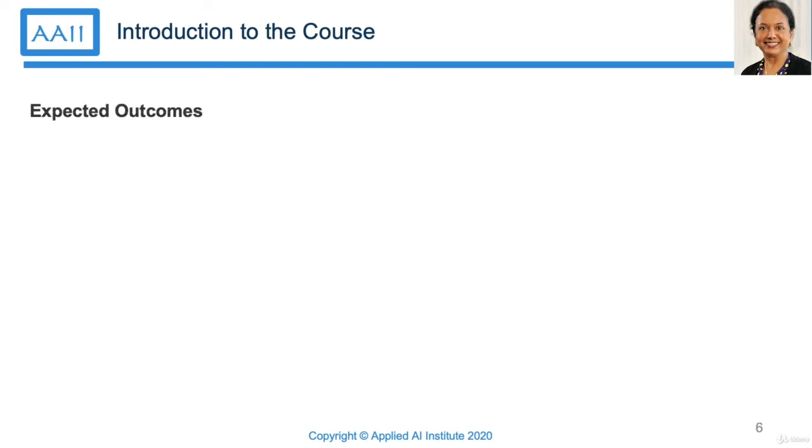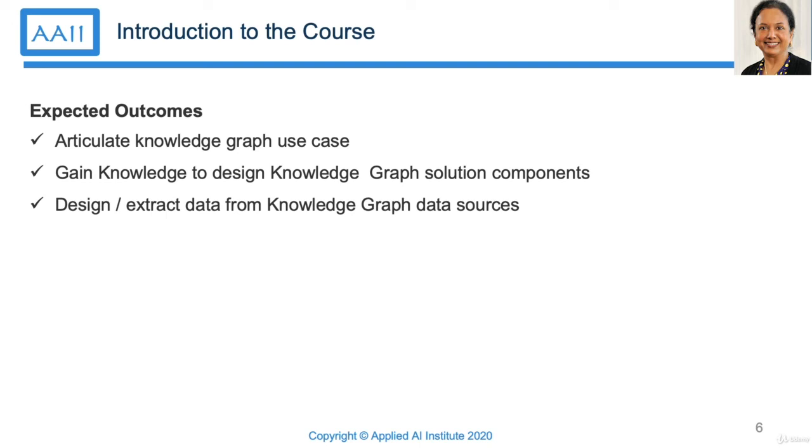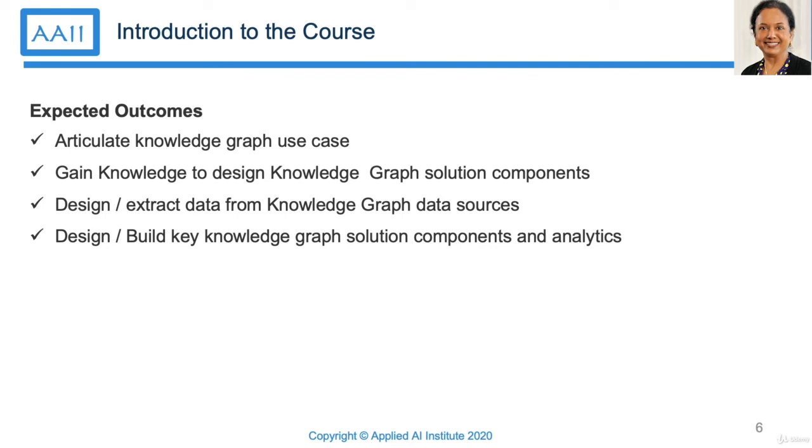Expected outcomes. What will you get out of this course? You will be able to understand and document the use case for knowledge graph solution. You will be able to design a knowledge graph solution. You will be able to design, extract data from knowledge graph data sources. You will be able to design, build key knowledge graph solution components and analytics. Finally, you will be able to prototype a graph analytics experience and document your understanding on knowledge graph insights using a homework assignment.